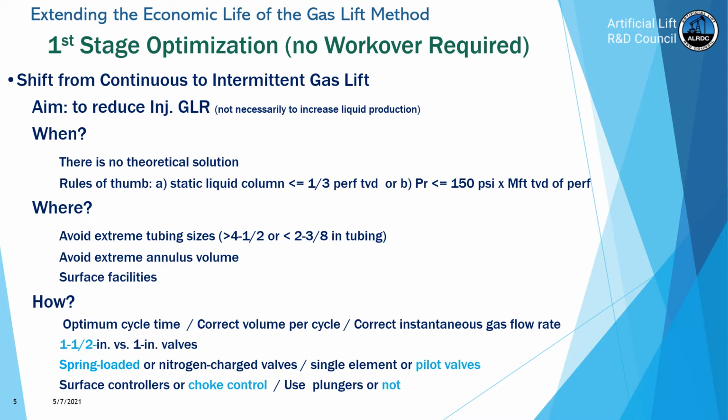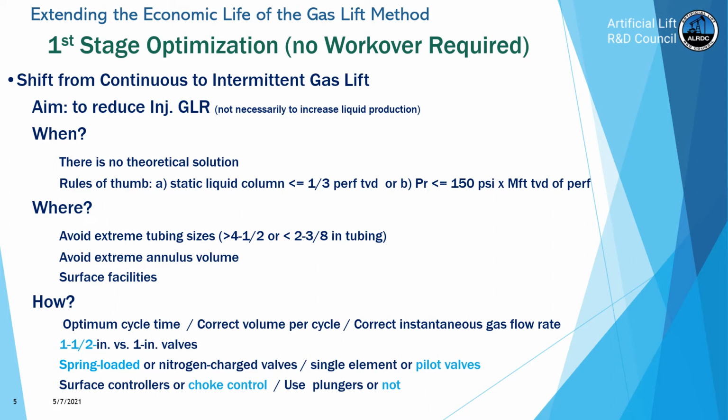Now, how do we do gas lift? Well, the first thing that we need to know is that there are three things that we need to control. One is the cycle time, and we need to be able to change the cycle time so that by iteration, we find the optimum cycle time, which is the time that maximizes the daily liquid production.